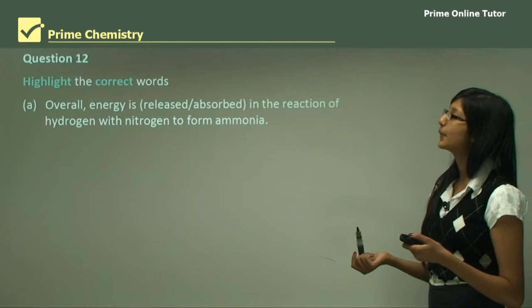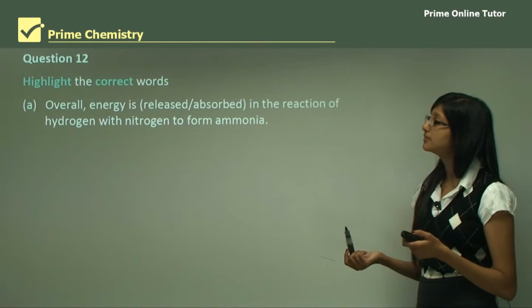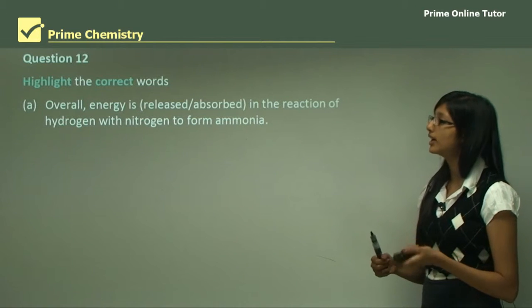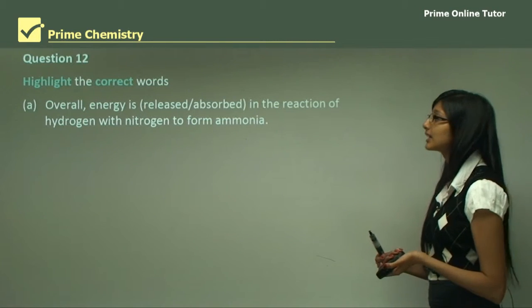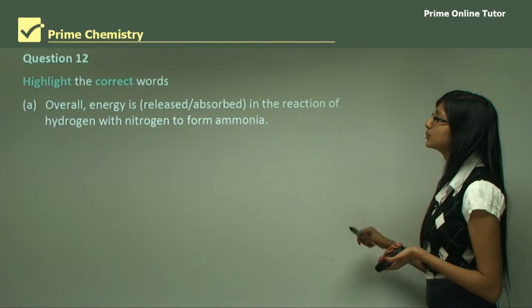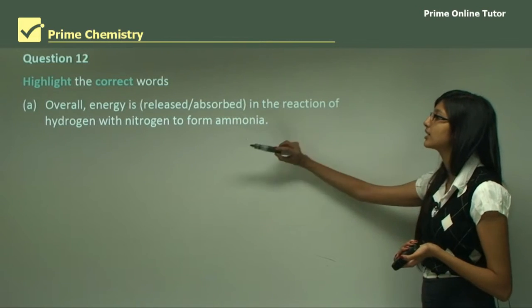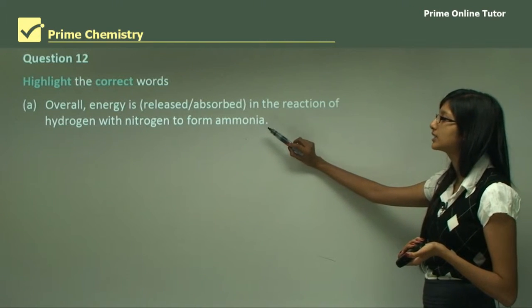Now let's look at question 12. Question 12 tells us to highlight the correct words. So let's look at A. Overall, energy is released or absorbed in the reaction of hydrogen with nitrogen to form ammonia.